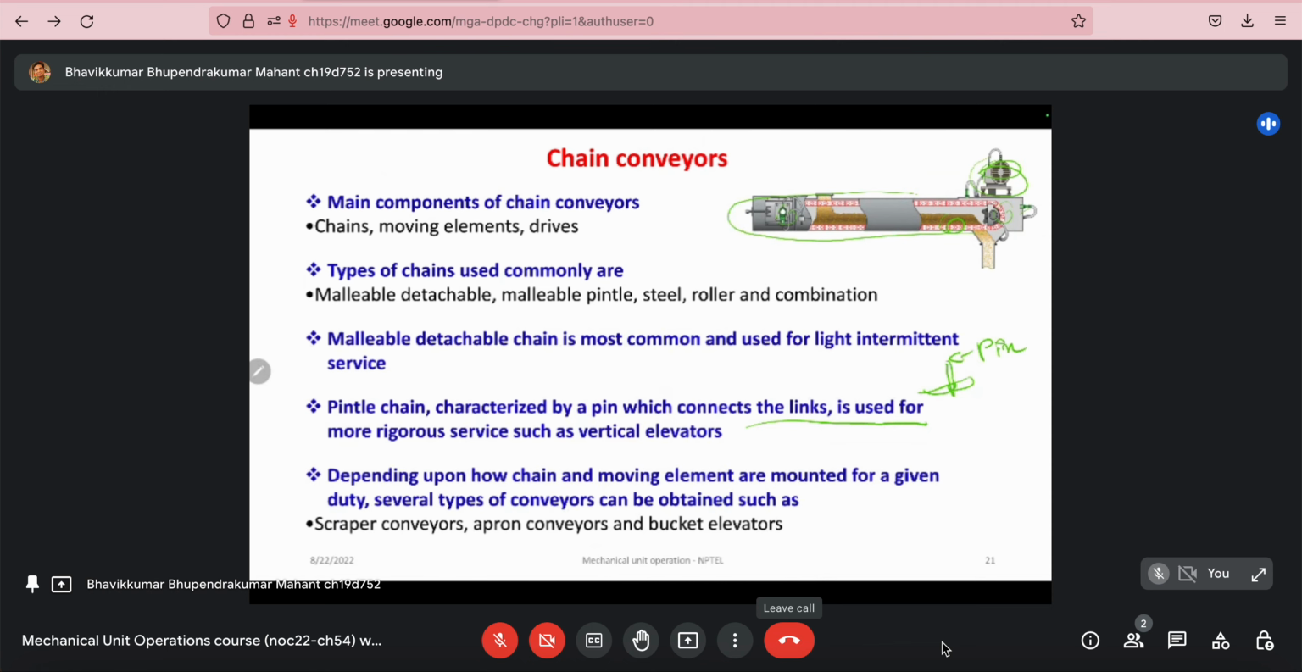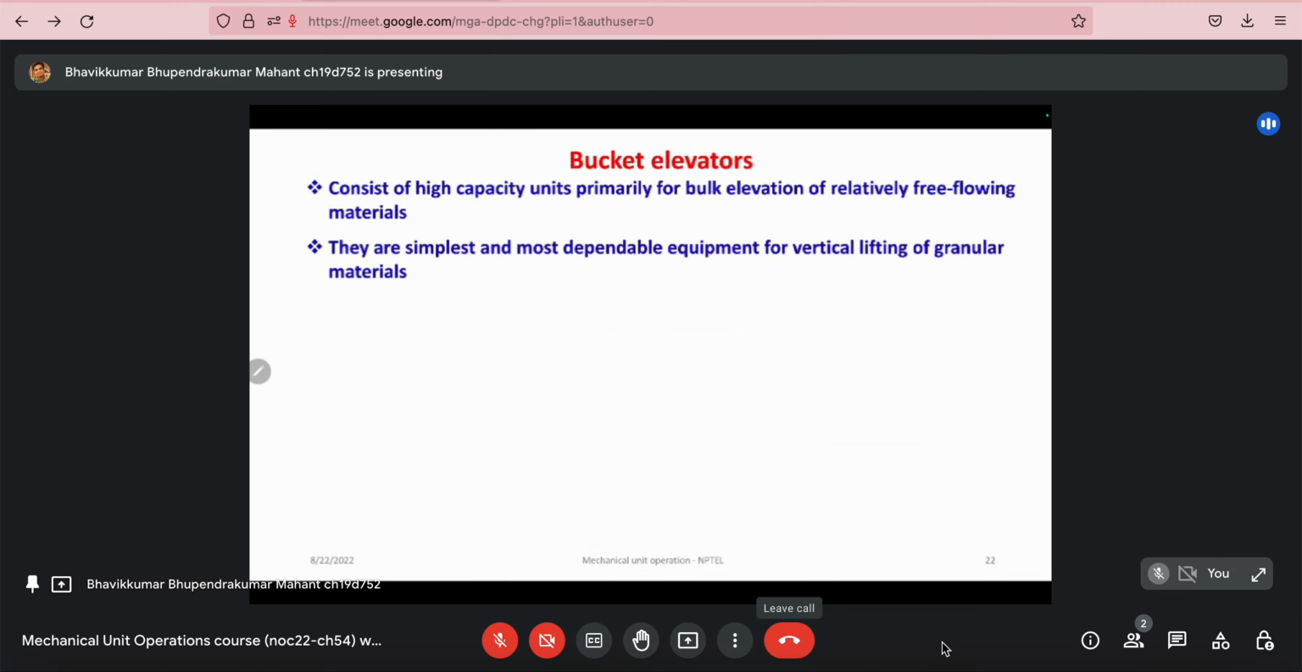Now, depending upon how the chain and moving element are mounted for a given duty, several types of conveyor can be obtained. From the chain conveyor we get various different types of conveyors: scraper conveyor, apron conveyor, and bucket elevators. Now, the bucket elevator, why are we discussing that? Because it's important and it's commonly available. There may be some questions on it.